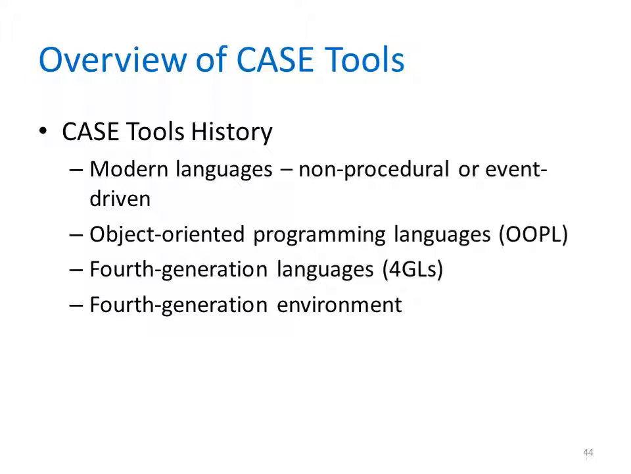Another trend involves very powerful programming languages called fourth-generation languages, or 4GLs. They're part of the fourth-generation environment. We'll talk about that in Chapter 7, Development Strategies, in this text. But basically, in a fourth-generation environment, CASE tools are a big part. Systems developers can develop accurate prototypes, cut development time, and reduce expense.